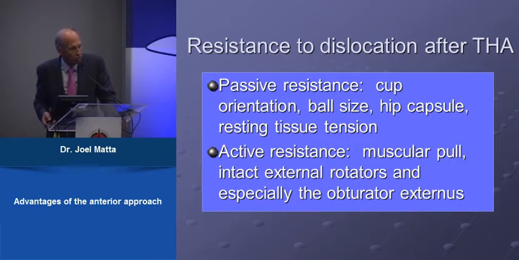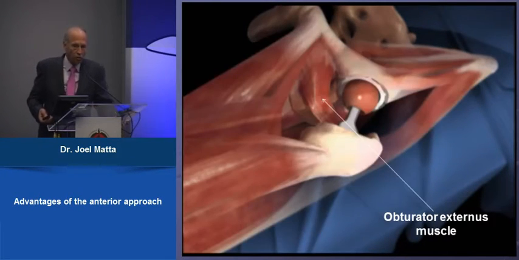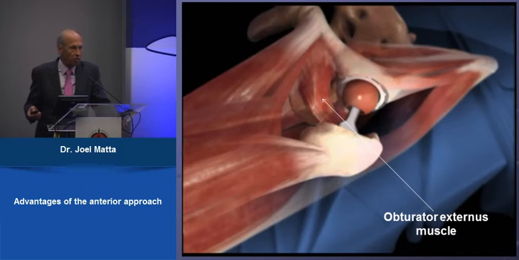However, we also need to consider the active resistance to dislocation of the muscular pull of the intact external rotators, and especially the obturator externus muscle, which originates from the outer aspect of the obturator foramen, goes to the posterior femur, and has a directly medial pull on the femur. So the short rotators are important for stability. The gluteal muscles really provide the power, but the short rotators center the ball and stabilize the hip, like the rotator cuff does in the shoulder.